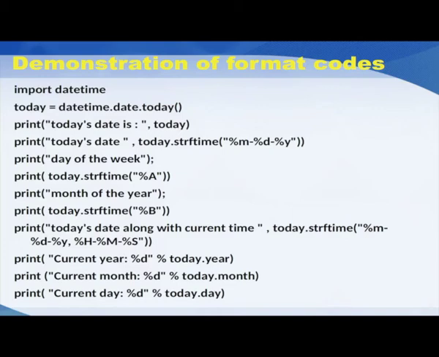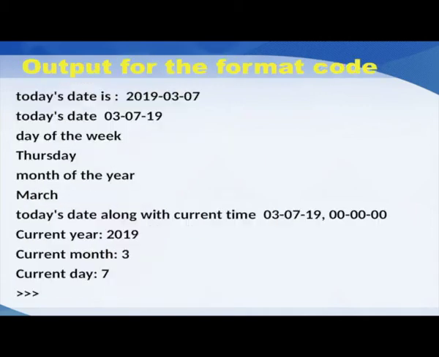Suppose you want to print today's date along with current time, then you can use %m-%d-%Y, %H for hour, %M for minute and %S for second. You can also print the year using today.year attribute or today.month for month and today.day for day. When you run that script, you can see the output that you are seeing now.